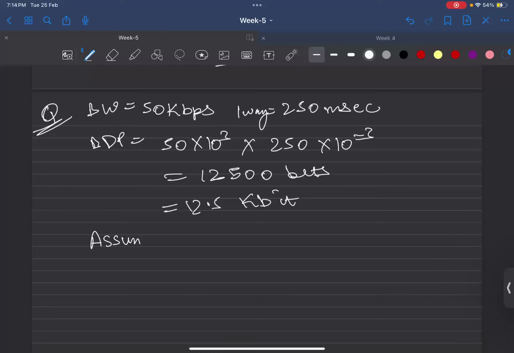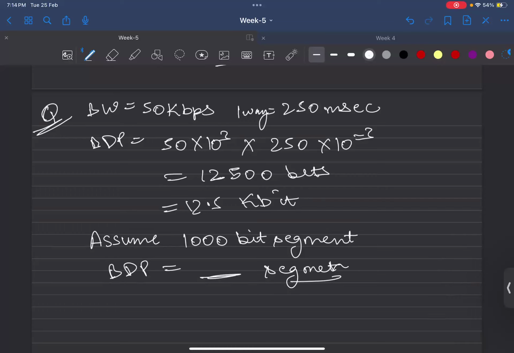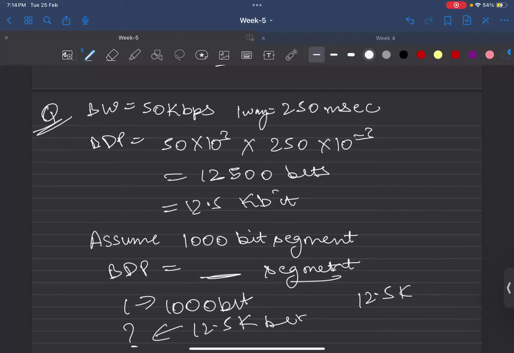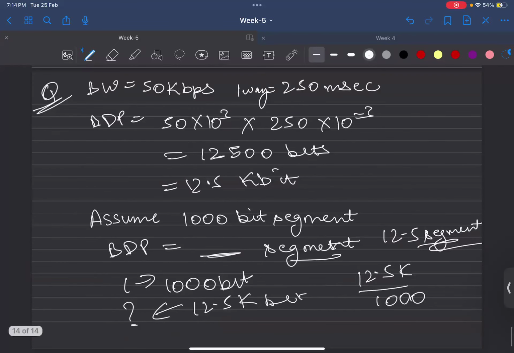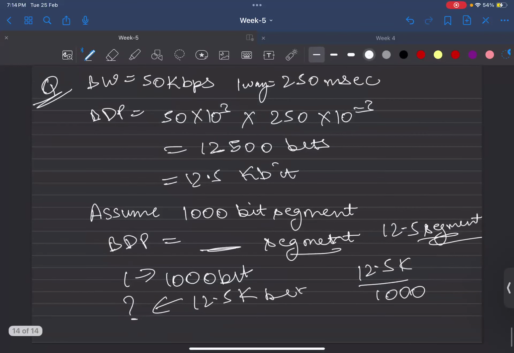Now the next thing was to assume a 1000-bit segment. If anyone is having confusion here, let's see. BDP is how many segments? Basically, can I say that here one segment is 1000 bits? So 12.5k bits is how many? 12.5k over 1000, which is equal to 12.5 segments only. Am I correct in saying this? Yes, ma'am. So basically I have 12.5 segments.